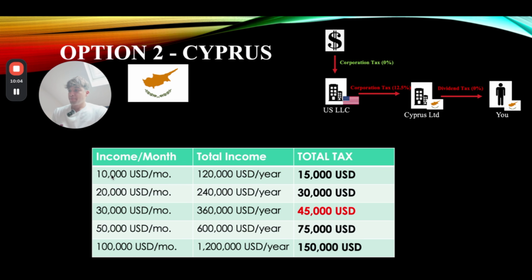Based on your income, people who watch me generally have anywhere from 10K a month to 100K a month. For people who work with me, this is the amount of tax you'd have to pay. In Cyprus, it's literally 12.5% of everything you make, and that's it.